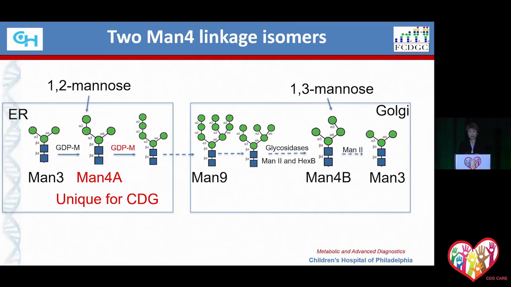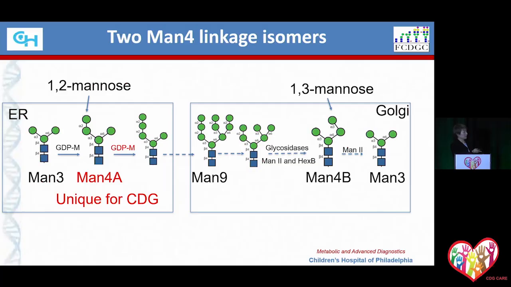The reason why normal people have MAN4 is because there are 2 MAN4s. They differ by the linkage, so they are isomers. One MAN4 is what we care about. We call it MAN4A. That is produced because of GDP-mannose deficiency, so we cannot make MAN5 from MAN4. That's why the patient accumulates MAN4A. This is unique for CDG, and none of our normal people will have this MAN4, because we have sufficient GDP-mannose for our glycosylation process.